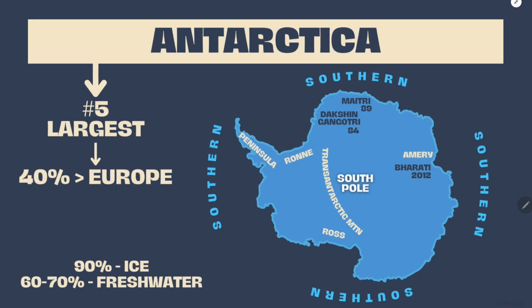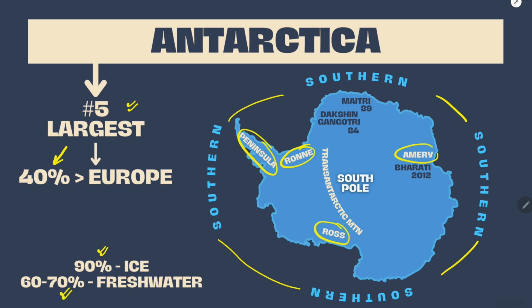Lastly, we saw the continent of Antarctica. Antarctica is the 5th largest continent and is around 40% larger than Europe. Antarctica contains about 90% of the world's ice and around 60 to 70% of the world's fresh water. Further, Antarctica is completely surrounded by the Southern Ocean. Important features are the Antarctic Peninsula, the Ron Ice Shelf, the Ross Ice Shelf, the Amery Ice Shelf, and the Transantarctic Mountains. We also saw India's research centers, that is Dakshin Gangotri, started in 1984 and is currently decommissioned. We saw Maitri, started in 1989, and Bharati Research Station, started in 2012.